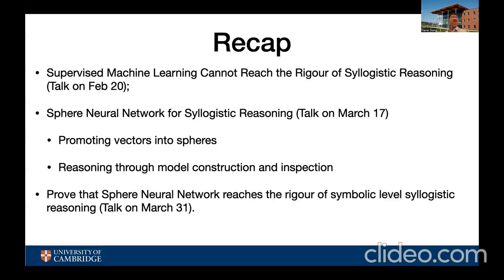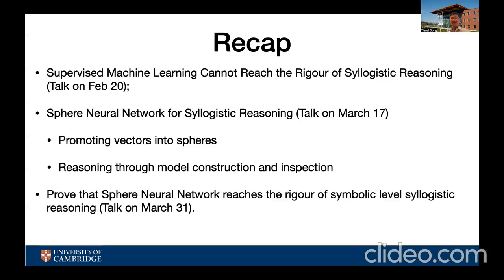Okay, then the next lecture is to introduce a novel neural network, we call it sphere neural network. The difference is to change the representation. We don't use vectors, we're using spheres. We blow these vectors into a sphere. Okay, and how they work.